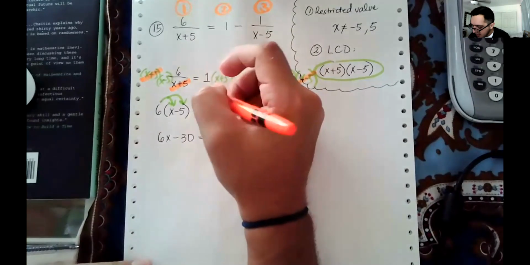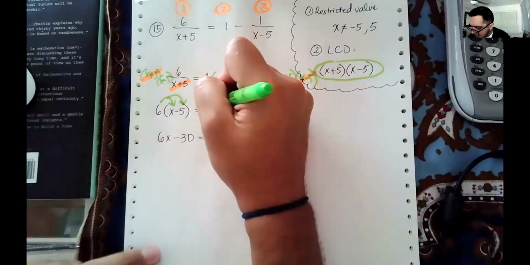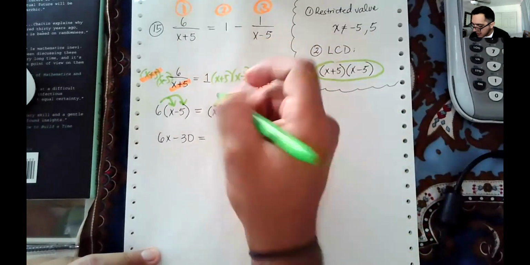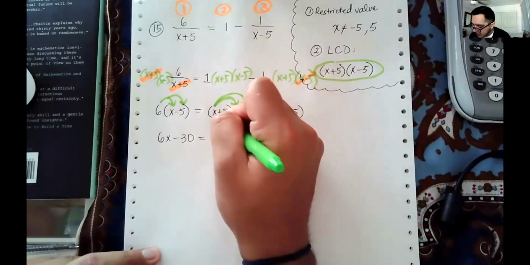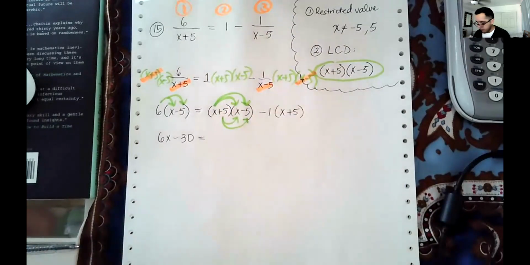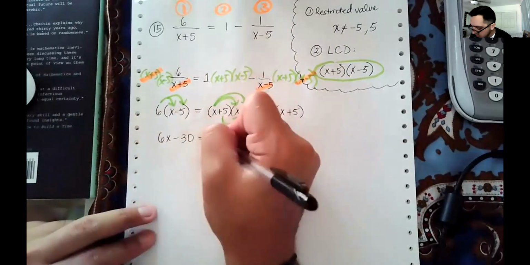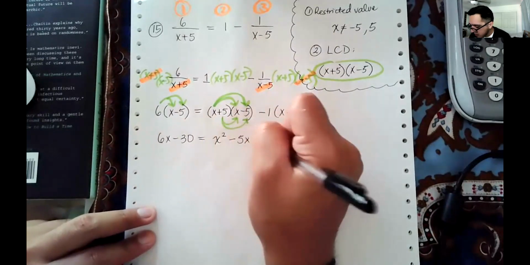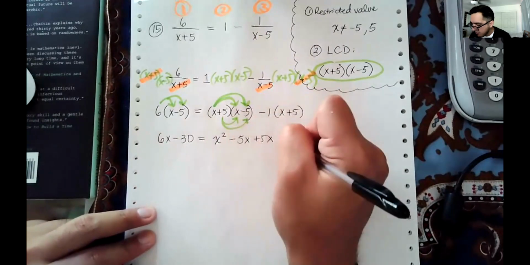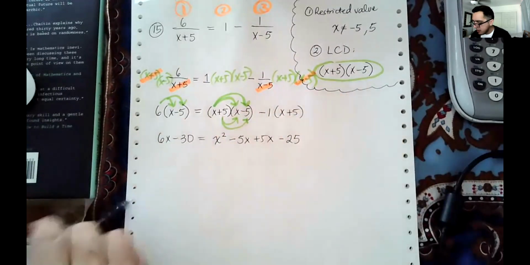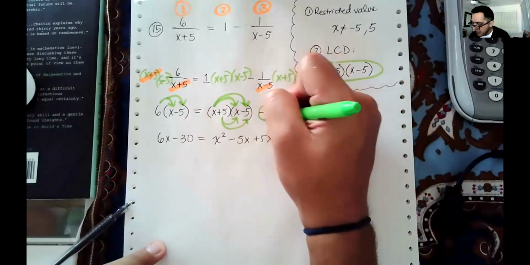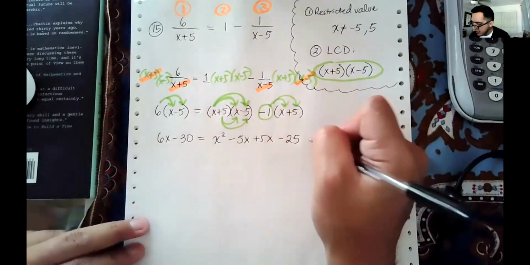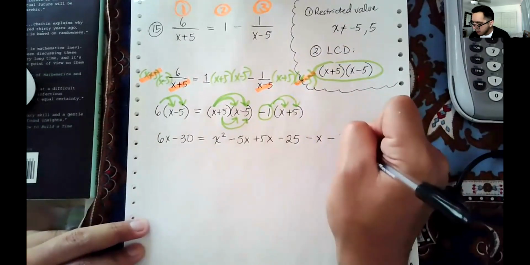if you distribute this out, we would get x times x is x squared. Then we would get a negative 5x, a positive 5x, and then a negative 25. So x squared minus 5x plus 5x minus 25. And then finally, we're going to take this negative 1 and distribute it here and here to get negative x and negative 5.